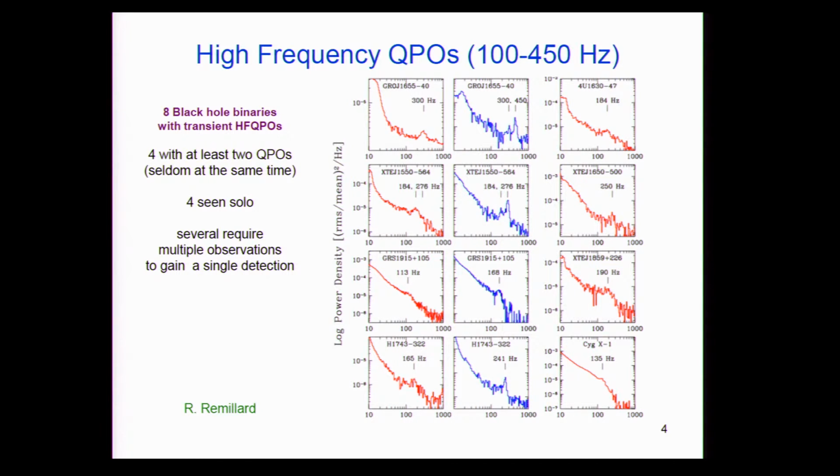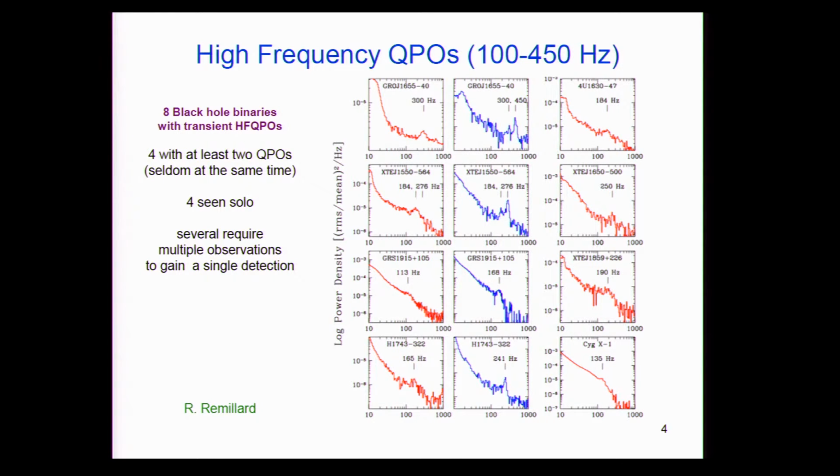Now here are the observations as summarized by Ron Remillard as of a year or two ago. Not much has changed. You see there are 8 black hole binaries with high-frequency QPOs seen in our galaxy. 4 of them have more than 2 frequencies, and these frequencies are stable. Not unrelated to the fact that you're probing the strong field of the curved black hole. I believe it's a gravitational cavity, not a gaseous or magnetospheric cavity. And in these 4 systems, the 2 highest QPOs are in a ratio of 3 to 2.